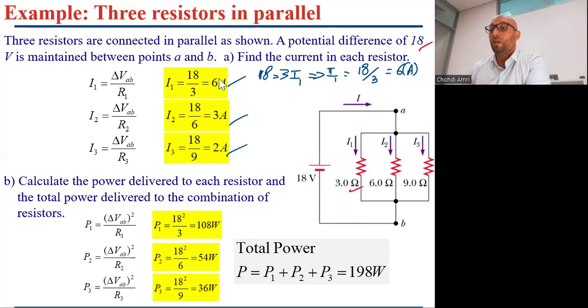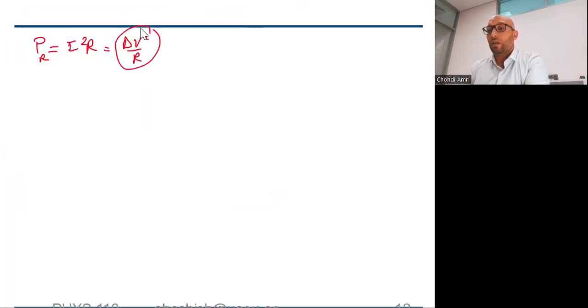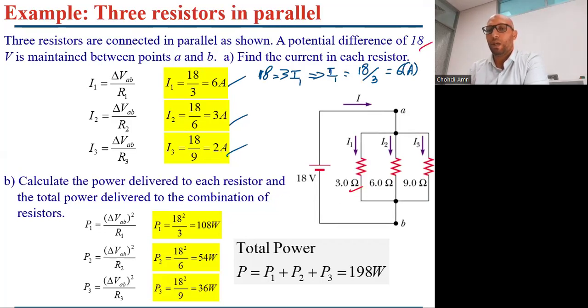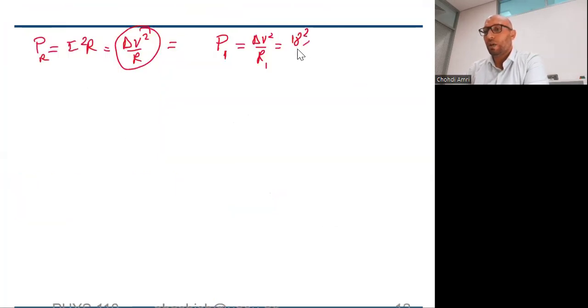Sometimes the students make mistakes in the calculation of I1. If they make a mistake in the calculation, in this case they will use the wrong answer in the second question. For that, I prefer to use the given of the question, and we're going to write P1 is equal to delta V squared over R1, which will be 18 squared divided by 3.